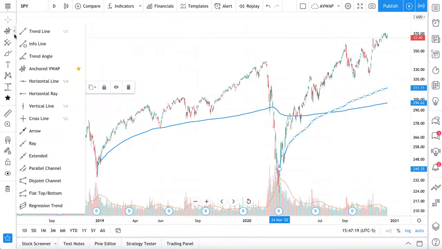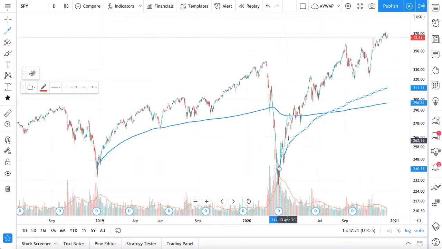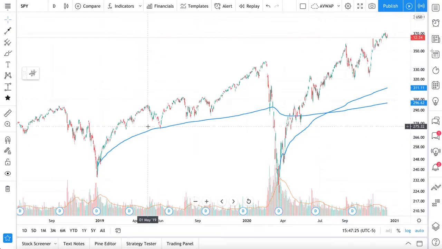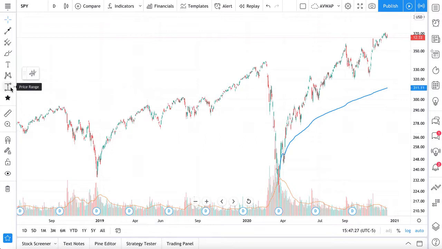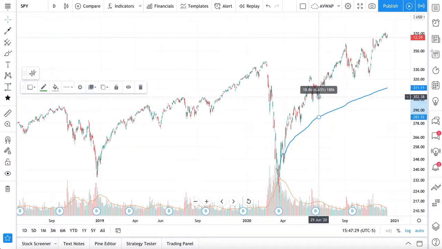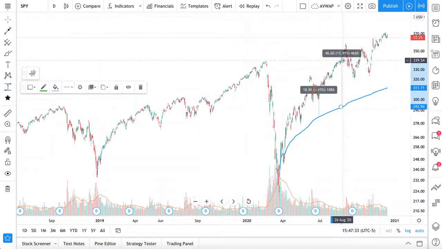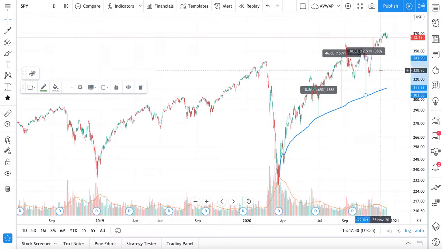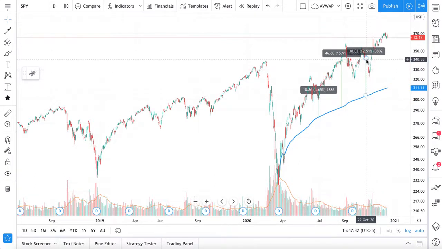Because what you can do is you can look at anchored volume weighted average price and measure the distance between anchored volume weighted average price and the actual price just to see how bullish the demand is. If the volume weighted average price is so much lower than the actual price, it shows you just how much demand is in there for that particular asset.